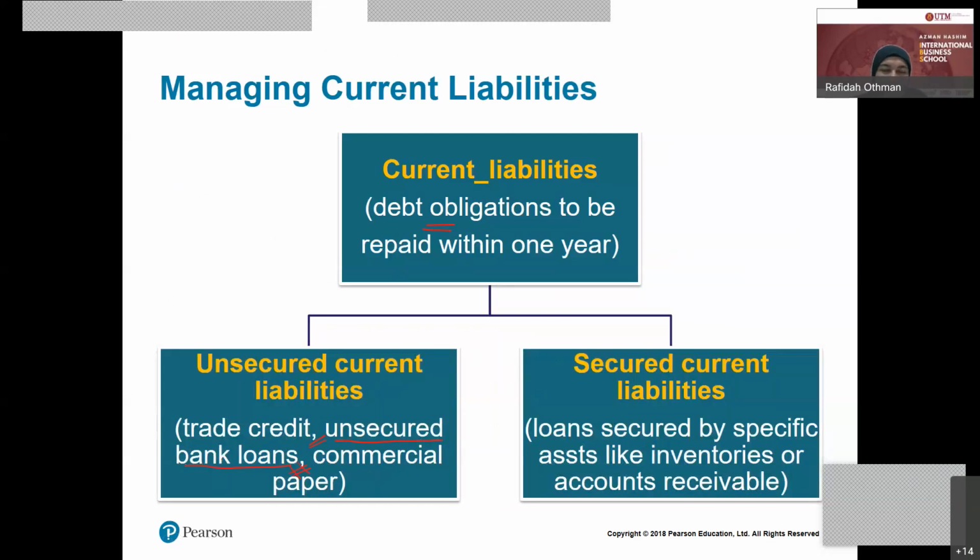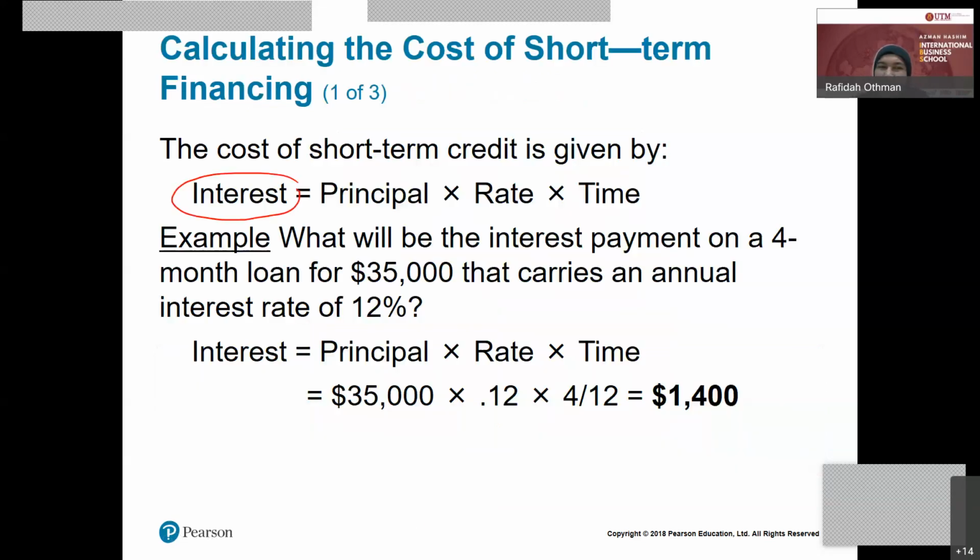Okay, bank loans and commercial paper are the same. So what you have to do is manage the interest. Here you have to manage the interest. So look here at how much interest you have to pay. You need to manage, right? So for instance, you take like 4 months. So these are the interest that you have to pay. So you have to know when and how much you have to pay.